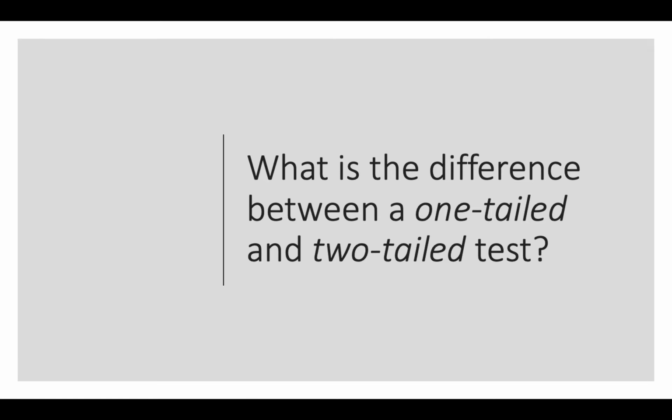So what is the difference between a one- and two-tailed test? Let's look at the definition first. A one-tailed test is an alternative hypothesis in which the researcher predicts the direction of the expected difference between the groups. All right? And a two-tailed test is an alternative hypothesis in which the researcher predicts that the groups being compared differ but does not predict the direction of the difference. So stated simply, the biggest difference between a one-tailed and a two-tailed test is that a one-tailed test has a direction in mind. So let's take a look at that.